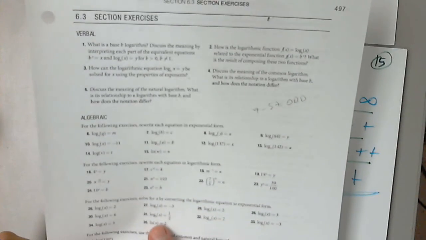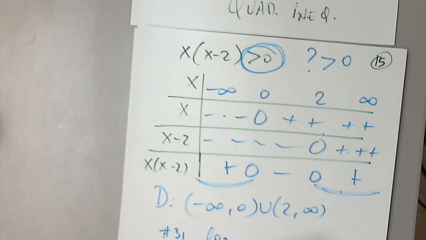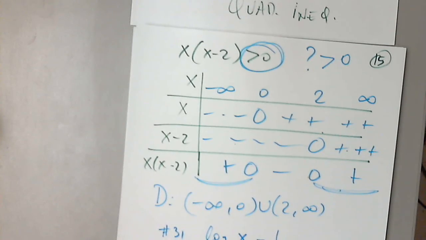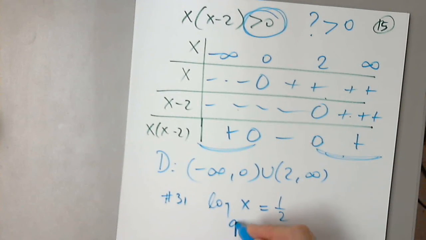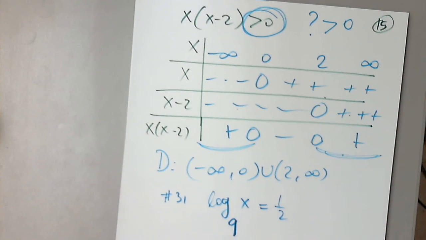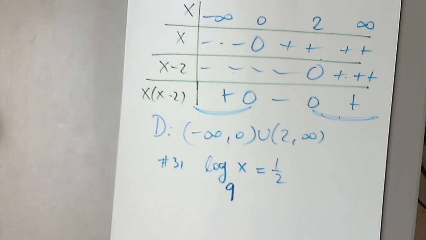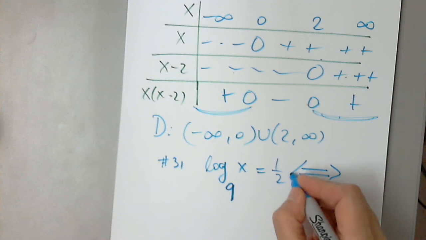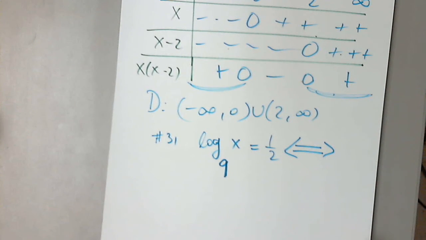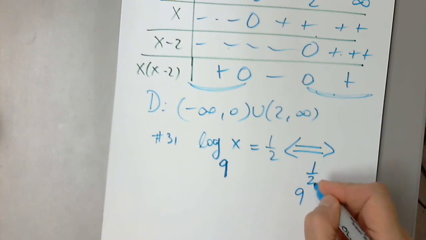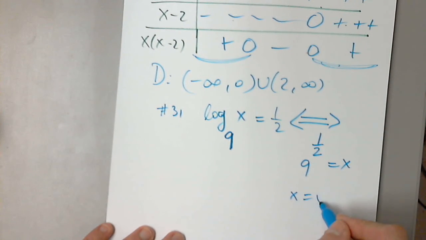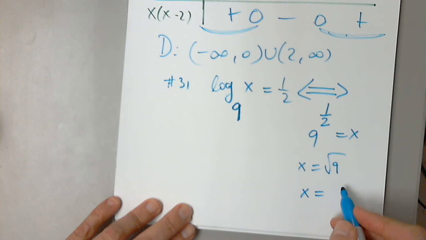31 is log base 9 of x equals 1/2. Great job. I have no idea what this means, but I do know that this can be converted into an exponential equation, starting from the base. 9 raised to power 1/2. Good, which means x equals the square root of 9, which means x equals.